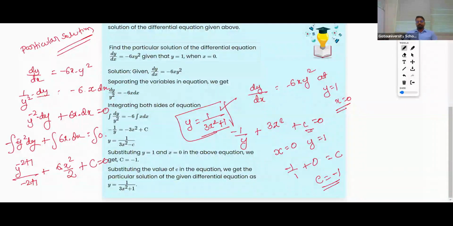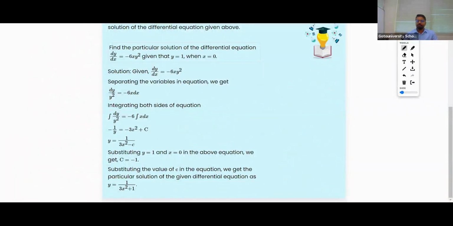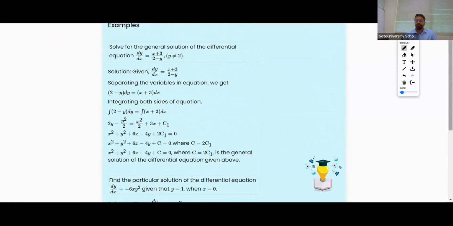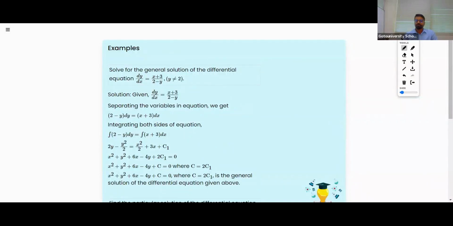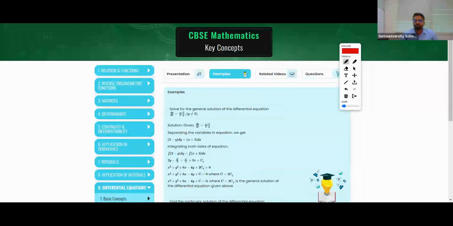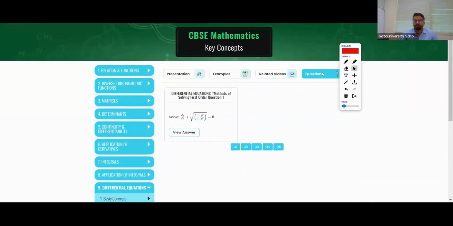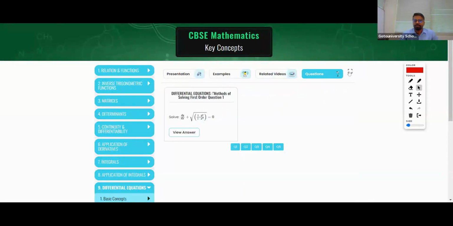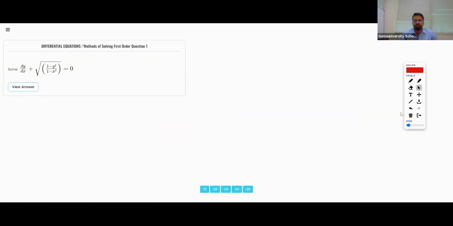So do you understand the difference between particular as well as general solution now? Yes. Let me erase this part. Now let's solve some questions, shall we? By variable separable method. There are 5 questions. Let's solve them one by one.